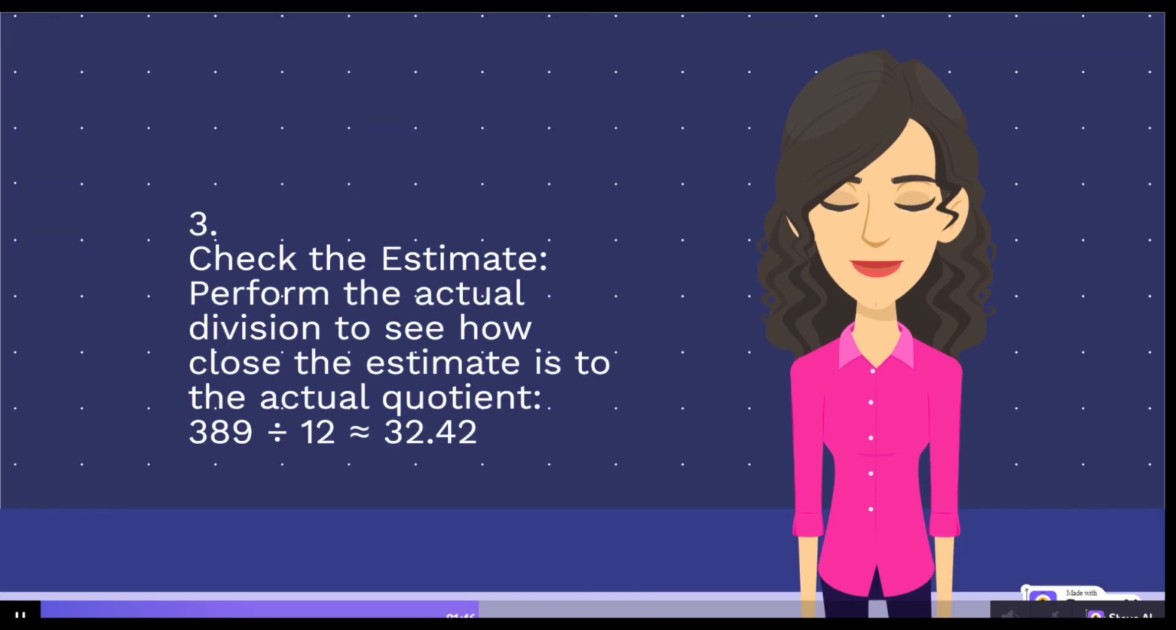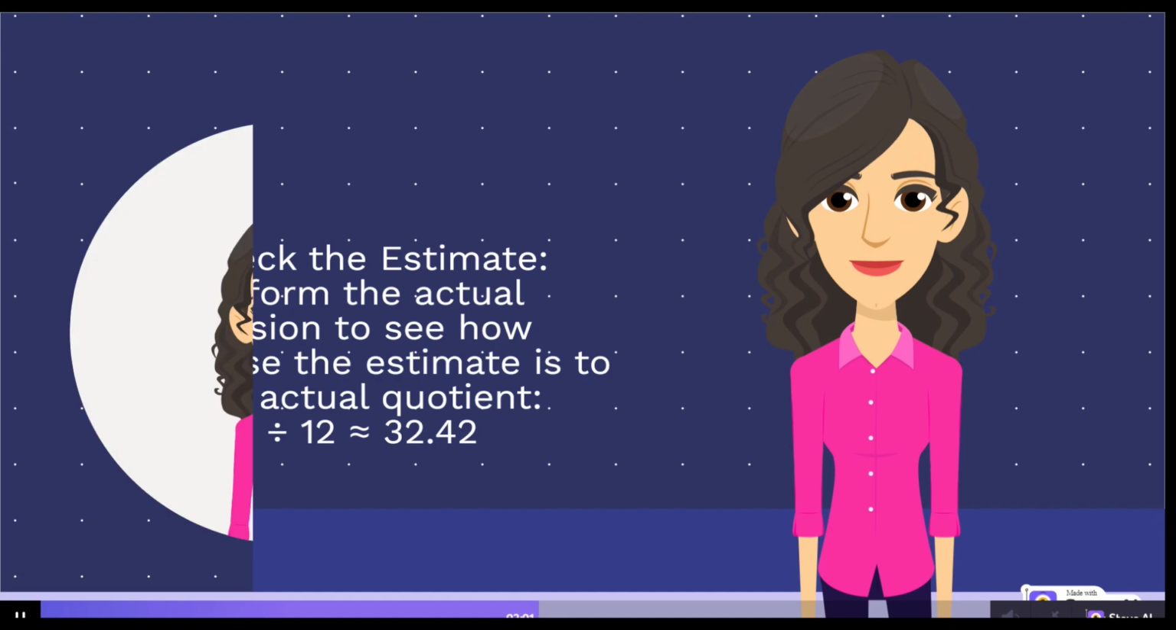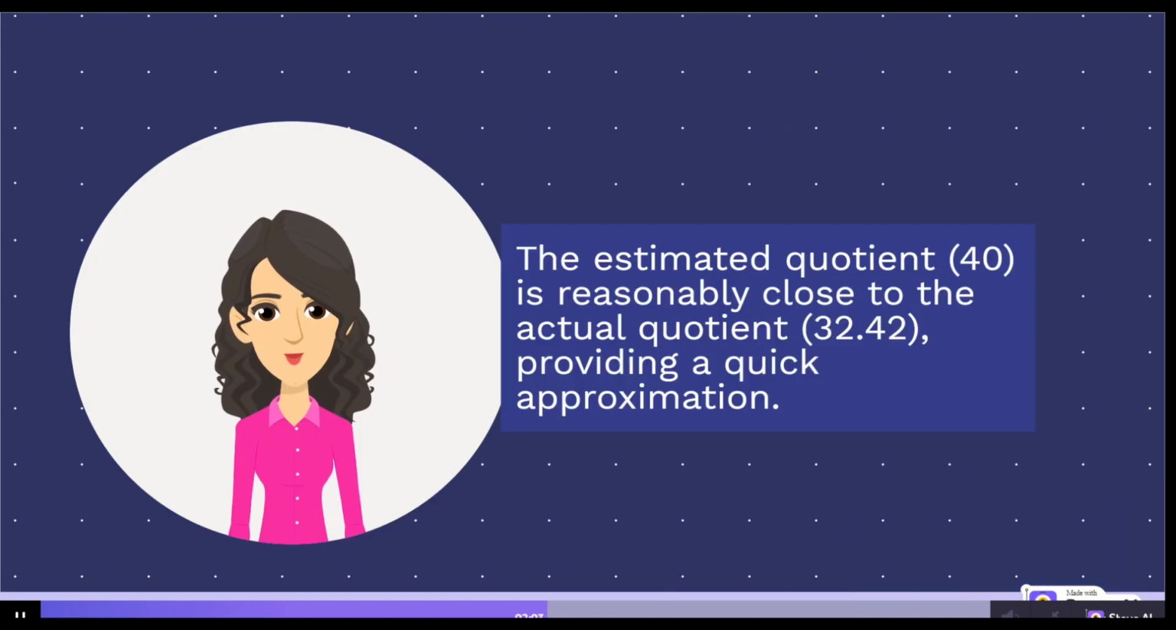3. Check the estimate. Perform the actual division to see how close the estimate is to the actual quotient. 389 divided by 12 approximately equals 32.42. The estimated quotient, 40, is reasonably close to the actual quotient, 32.42, providing a quick approximation.